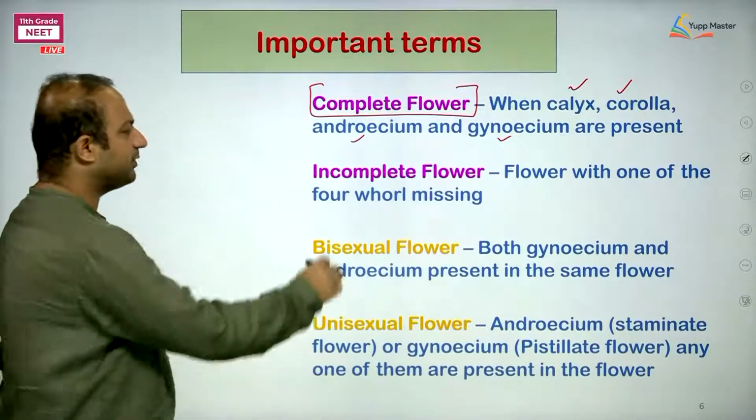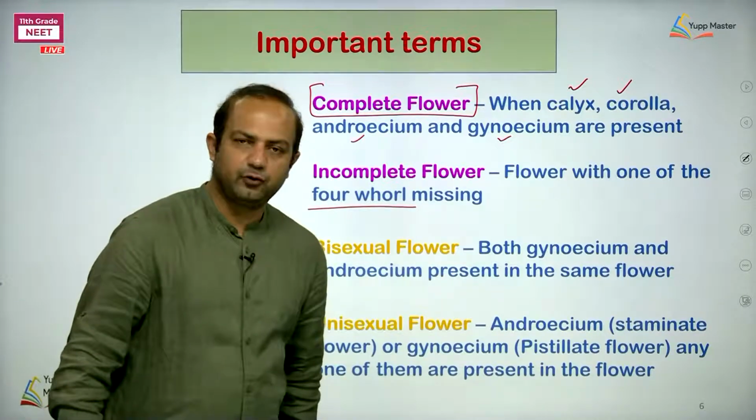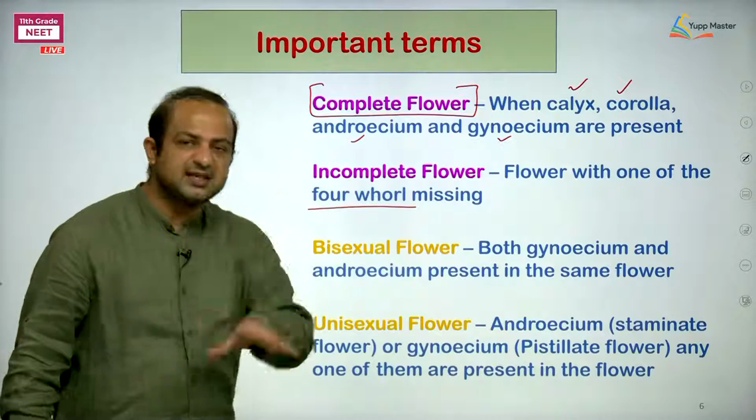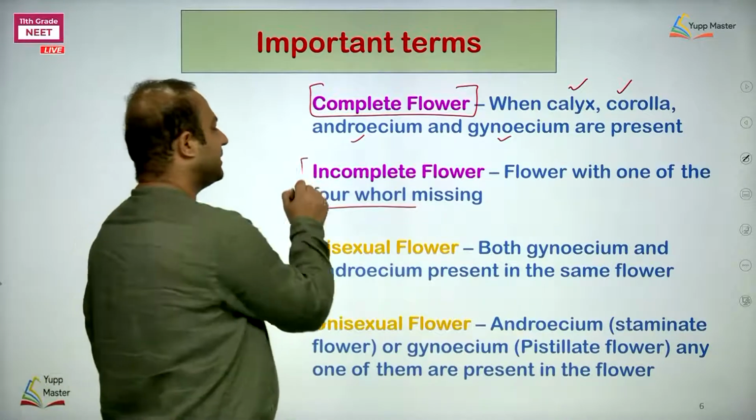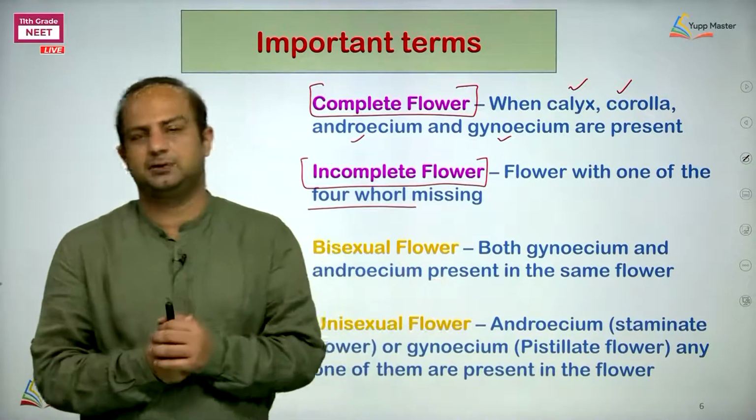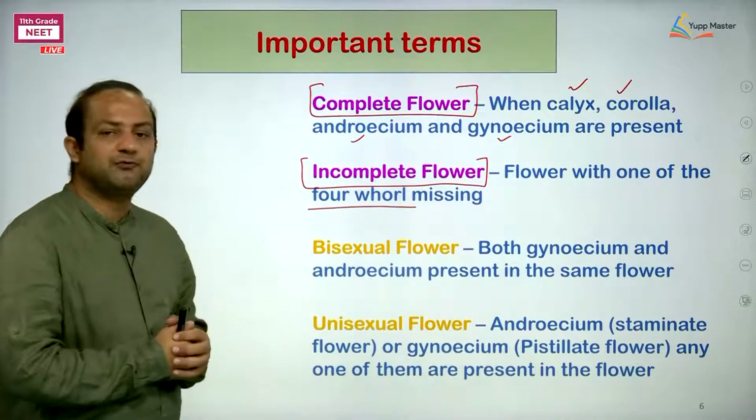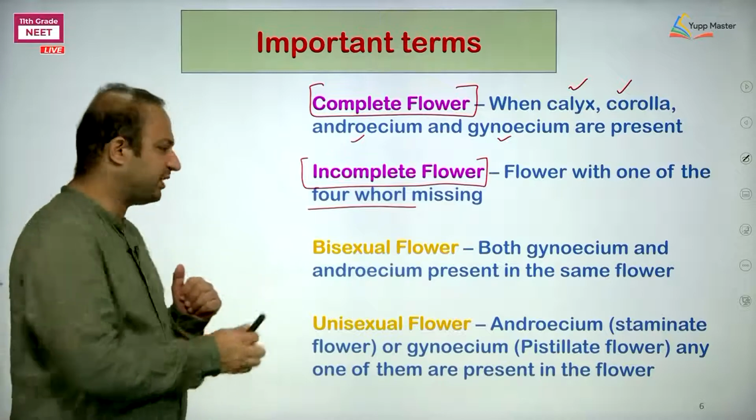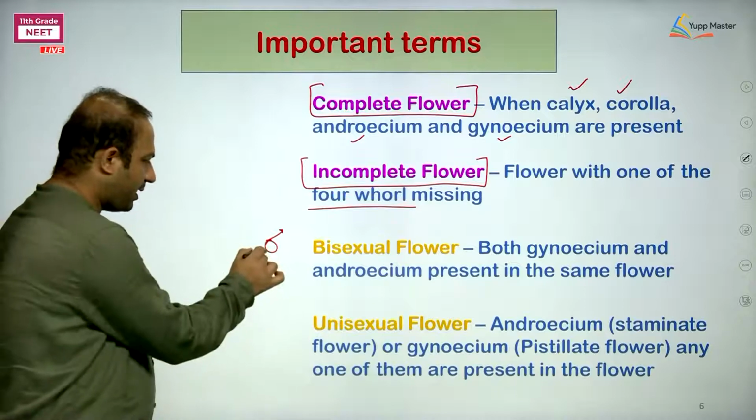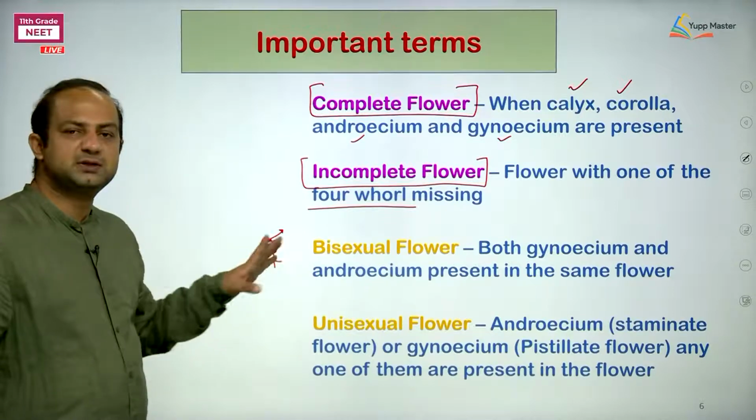Fine. How many whorls are there? Four. Four are common, right? If any one of the four whorls is missing, then it is considered an incomplete flower. This means if a flower is unisexual, it is definitely incomplete. Other terms we are going to follow as well. For the bisexual flower, there is a symbol: this is for male, and this circle with a plus is for female. This represents a bisexual flower.